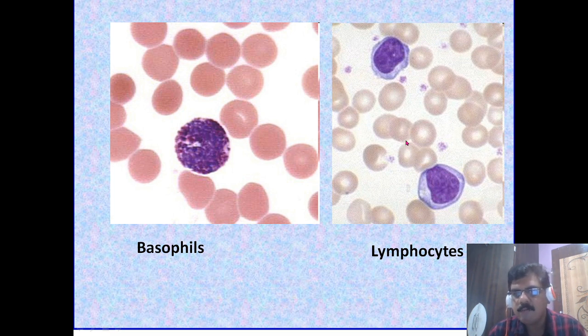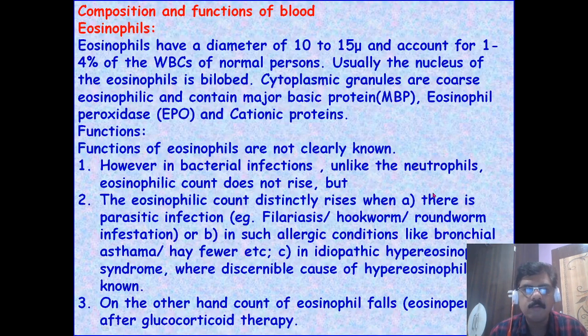And these are the lymphocytes. The nucleus of the lymphocyte occupies more than 75% of the area of the lymphocyte. Then the first thing that we will discuss is the eosinophil.